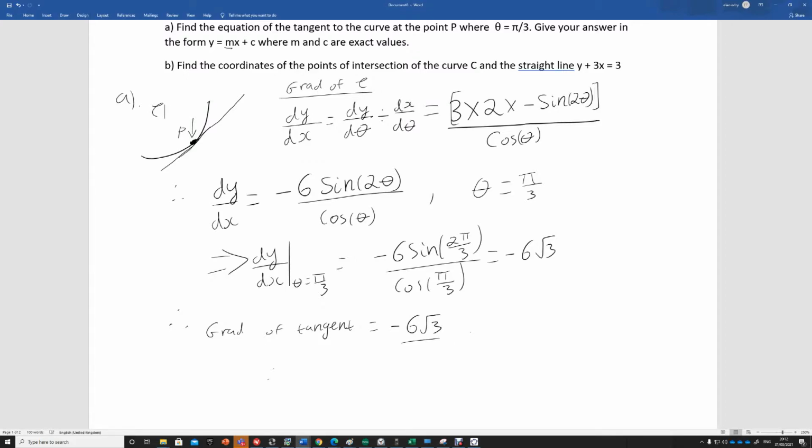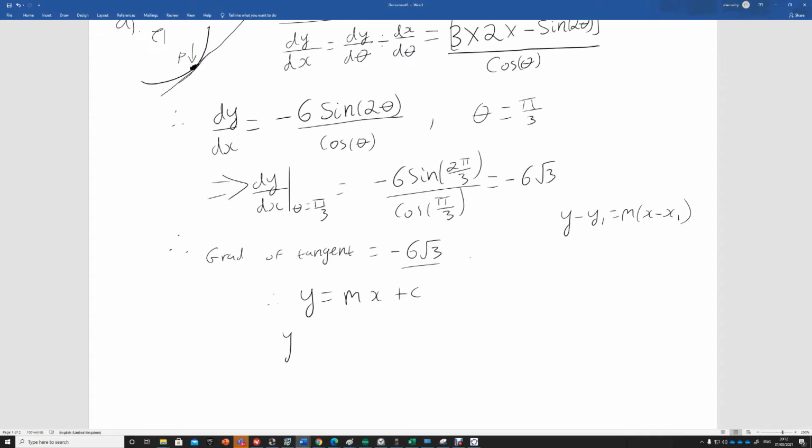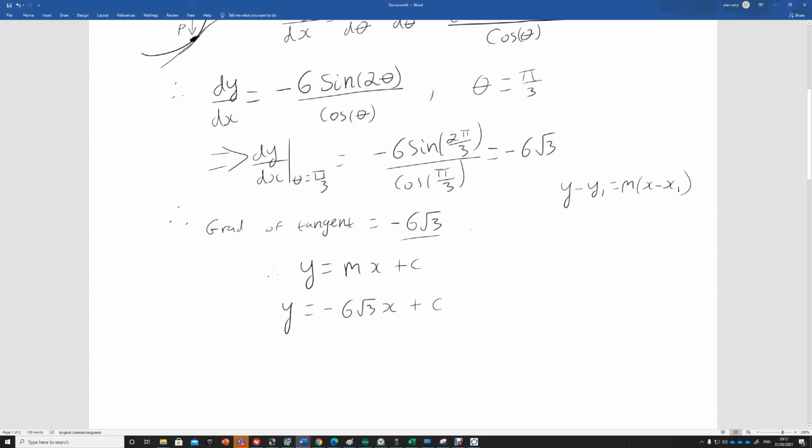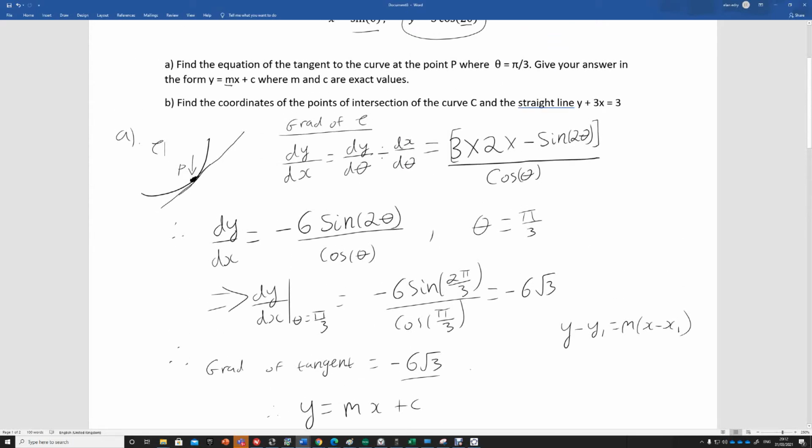So I can say the equation of the tangent, now just bear in mind, you might prefer to use this form, y minus y1 equals m bracket x minus x1. There's no problem with you doing that, but I want us to use y equals mx plus c here, because that's what the question specifies. So the equation of the tangent is going to be y is equal to minus 6 root 3 x plus c, and c is not to be confused with the equation of the curve, it's just the y-intercept of the tangent line. So I need to know the coordinates of a single point the tangent line goes through, which is obviously going to be P itself.